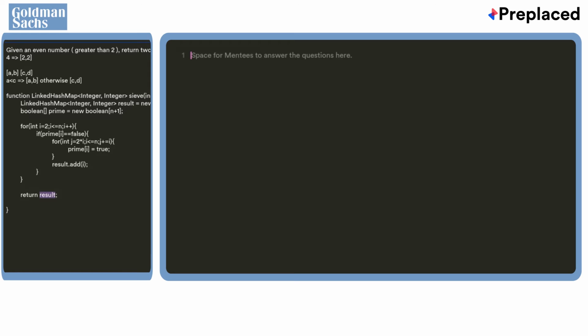Sir, I was saying that for each iteration, the second loop will work only n by I times. Yes, sir. That is right. And as I is increasing, for each number it won't go to the next for statement. Yes, sir.